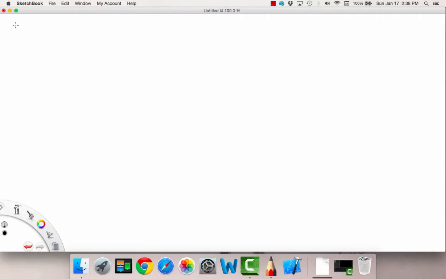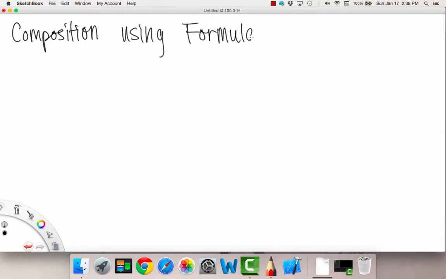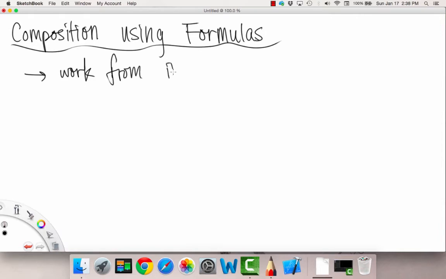Okay, so now we'll go on to a little bit different concept. Well, not really. We're still on the whole topic of composition of functions, but now we're going to do composition using formulas. Because so far we've been doing it using tables and graphs and things that were already given, but now we're going to use actual formulas. Again, I'll rewrite it here because it's really important: we're going to work from inside to out.